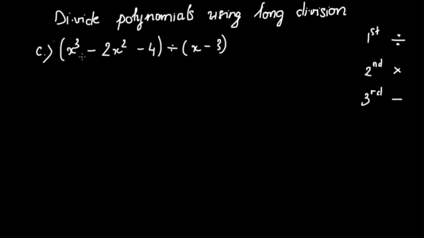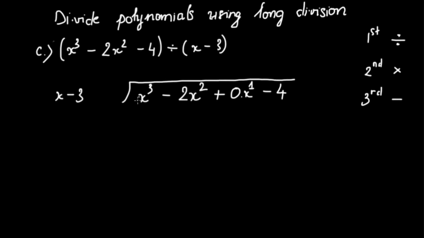Another example. We have the quantity x raised to the third minus 2x squared minus 4 divided by x minus 3. We need to set up the problem. We take x minus 3 right here, and then x to the third minus 2x squared plus 0 times x minus 4. We need to put the 0 coefficient to any term that's missing in the polynomial, which is x to the first. This is the divisor and this is the dividend.